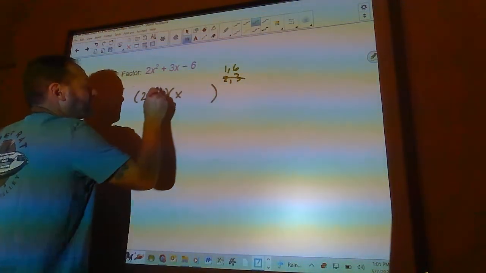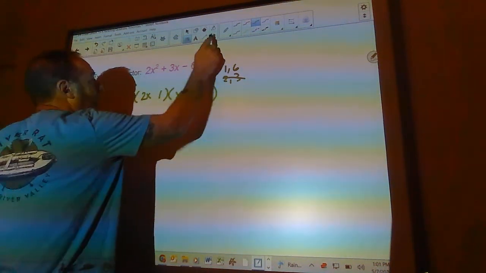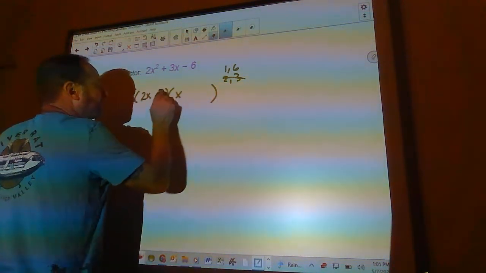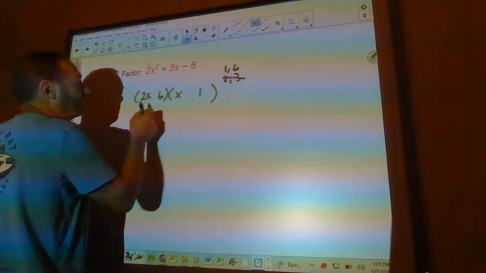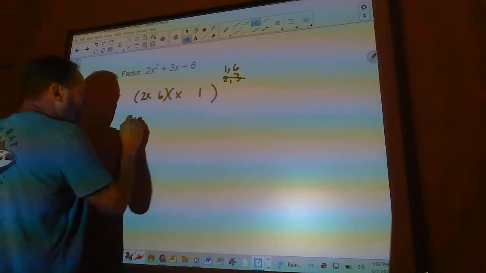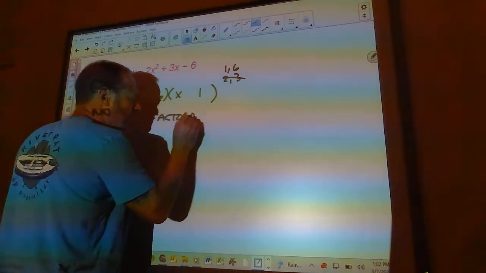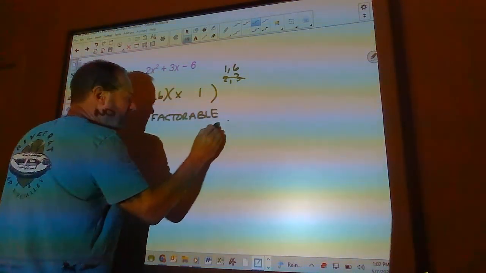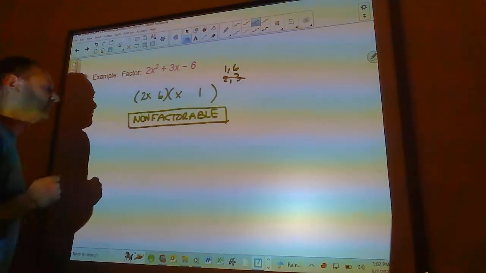So I'm going to try 1 and 6. Okay, so 12 and 1. I can't make 3 out of 12 and 1. So I need to switch these two. 6 and 1, so that gives me 6 and 2. I can't make 3 out of any of these. This is non-factorable.